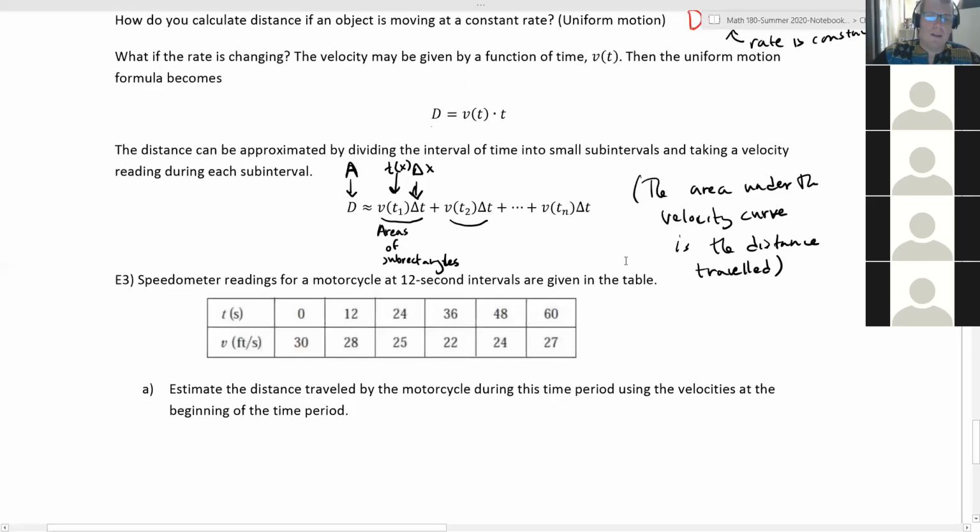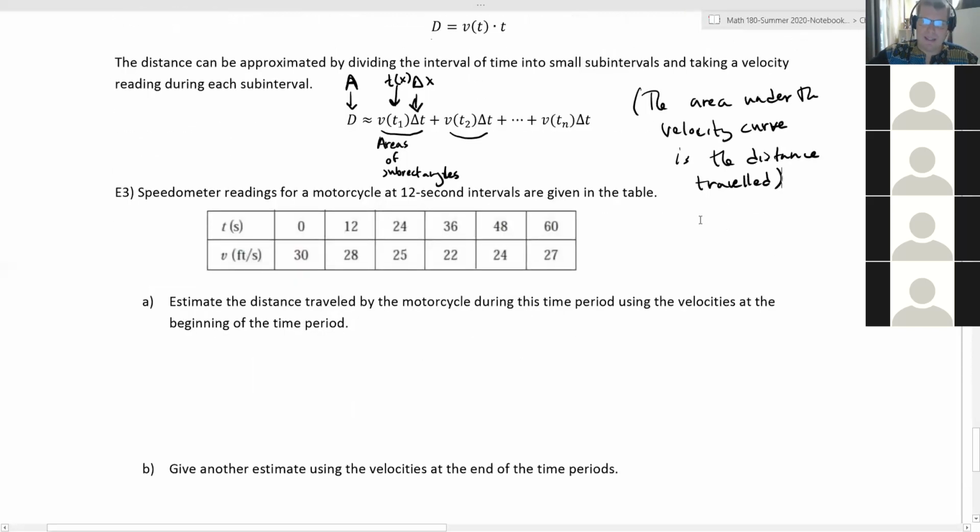All right, so let's take a look at an example here. We've got the speedometer readings for a motorcycle at 12-second intervals given in this table. So my delta t is going to equal 12 because there are 12-second intervals. Now we see the velocity at each time. At time 0, the motorcycle is going at 30 feet per second. At time 12, it's going at 28 feet per second. At 24, 25 feet per second. At 36 seconds, we've got 22 feet per second, and so on and so forth.